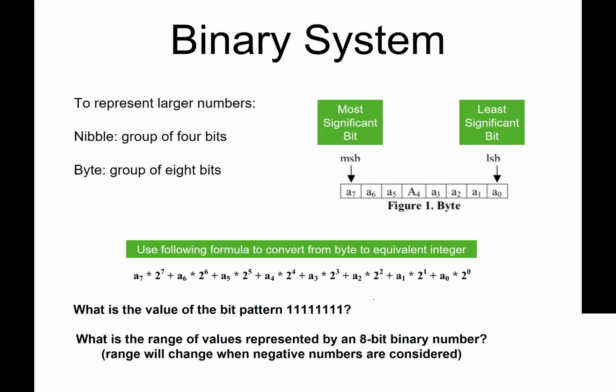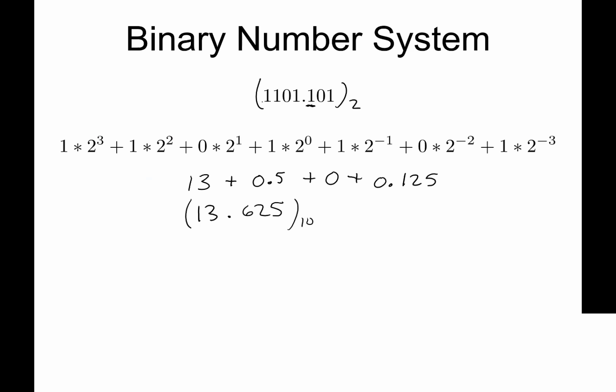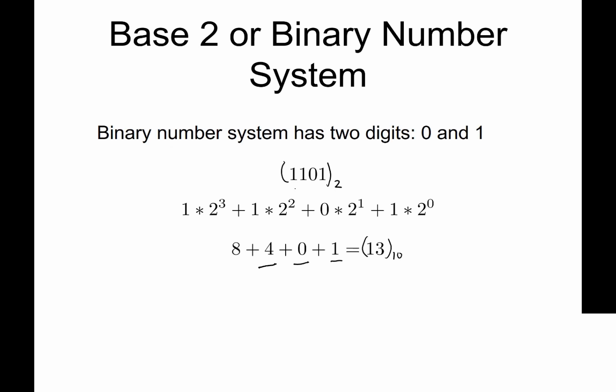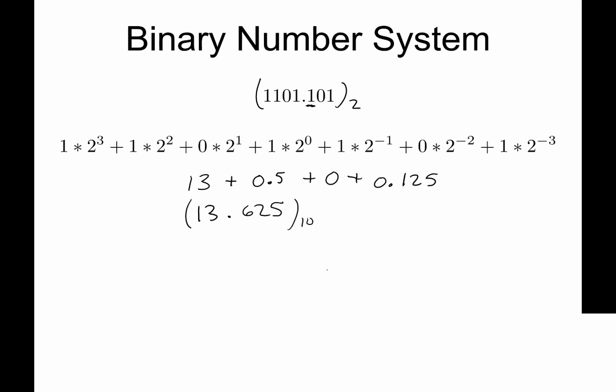We can use this binary system to represent larger numbers. We've already talked about how computers often organize their data in bytes, and that's a group of 8 bits. If we go back and look at these numbers, like the 1101, each one of those digits would have its own bit. So this would really be a 4-bit number here.